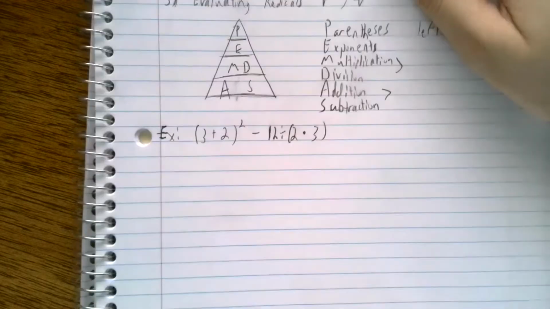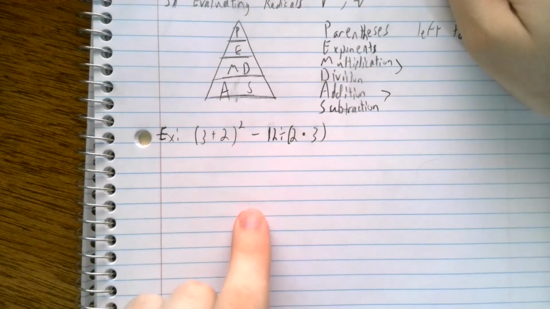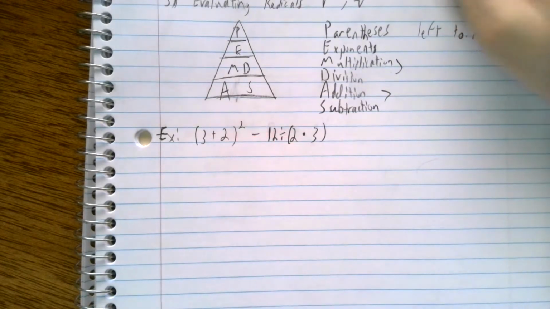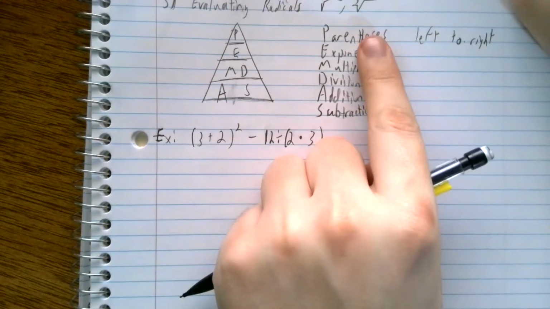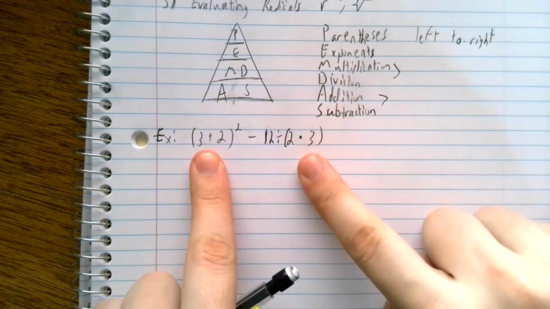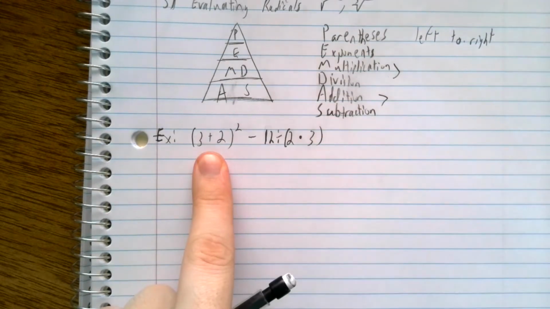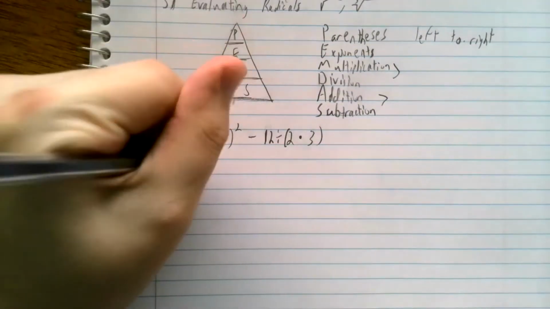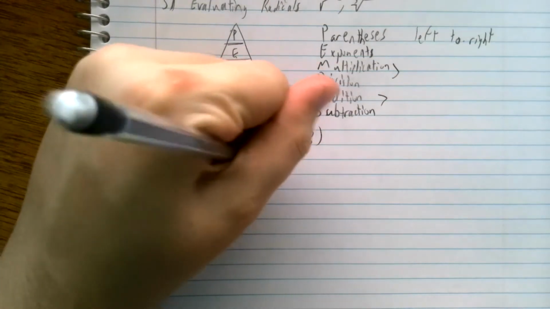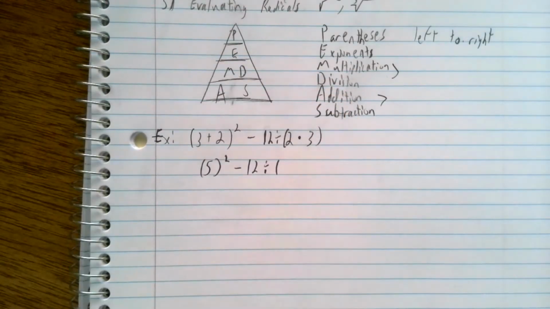So for our example here, we have the quantity of 3 plus 2 squared minus 12 divided by the quantity of 3 times 2. So remember PEMDAS, the first thing we're going to do is work with the parentheses. So I see parentheses here and here. So I'm going to work with this one first, and then I'll go to this one. So we have 3 plus 2, which is 5. So I get 5 squared minus 12 divided by, and then I work with these parentheses, 2 times 3, which is 6.